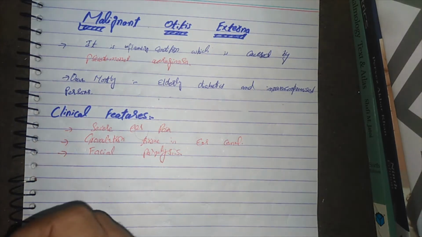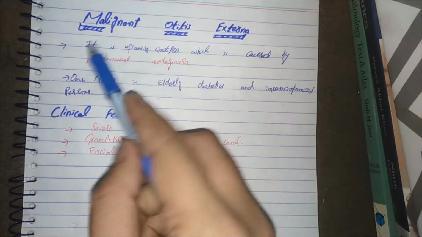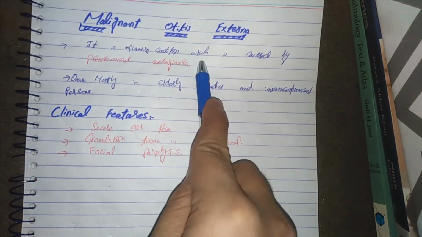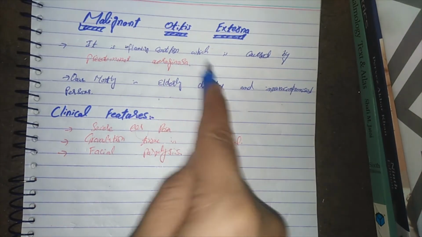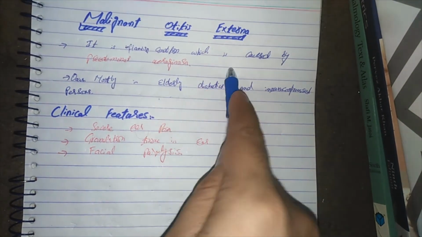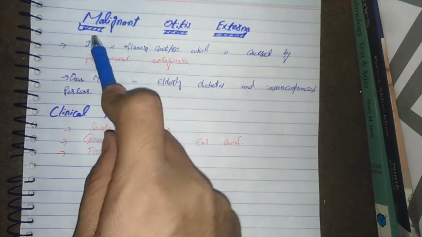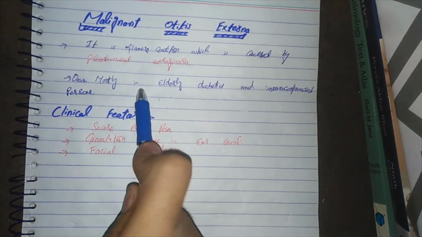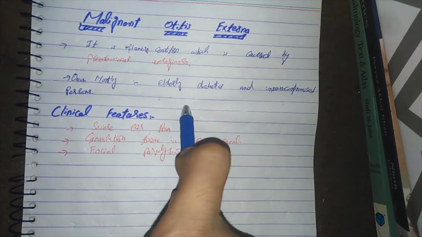In this video, we are going to discuss malignant otitis externa. It is an inflammatory condition which is caused by Pseudomonas aeruginosa. Pseudomonas aeruginosa is a bacteria, so malignant otitis externa is a bacterial infection. Malignant otitis externa mostly occurs in elderly diabetics and immunocompromised persons.